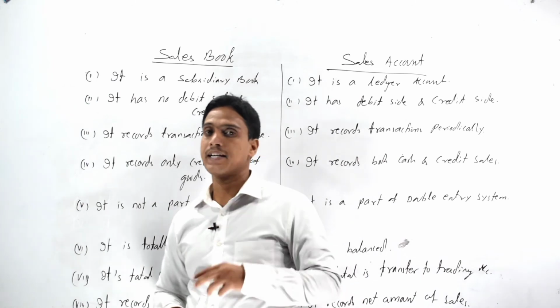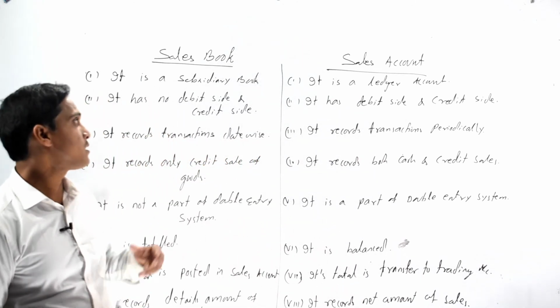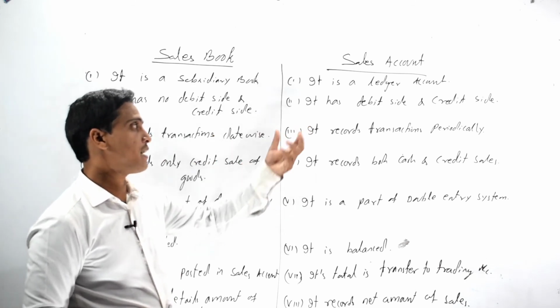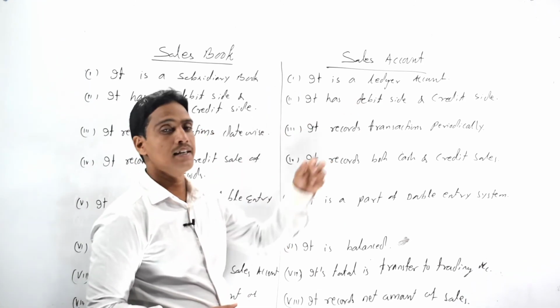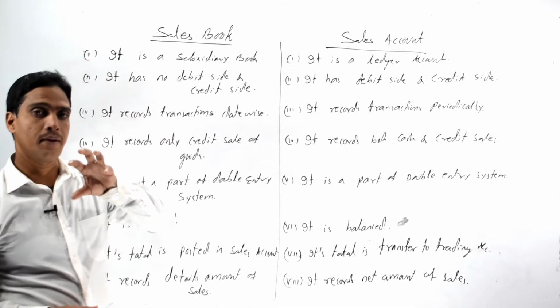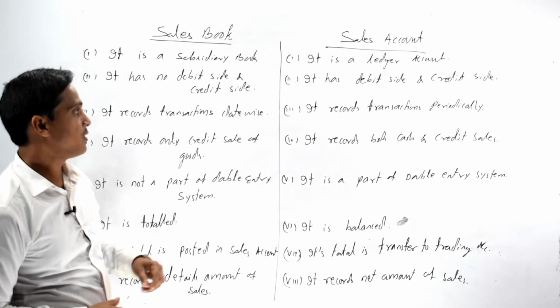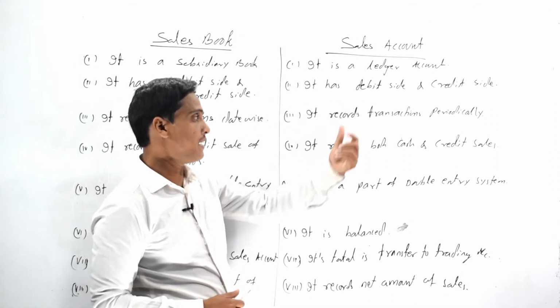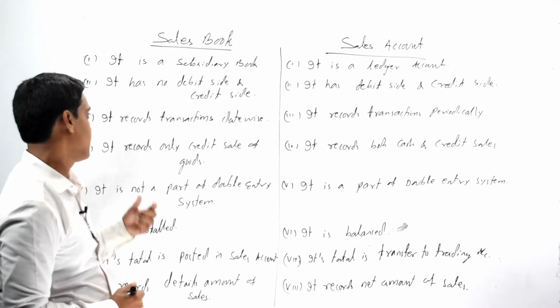So let's repeat again. Sales book is a subsidiary book, whereas sales account is a ledger account. Sales book has no debit side and credit side, whereas sales account has debit side and credit side.